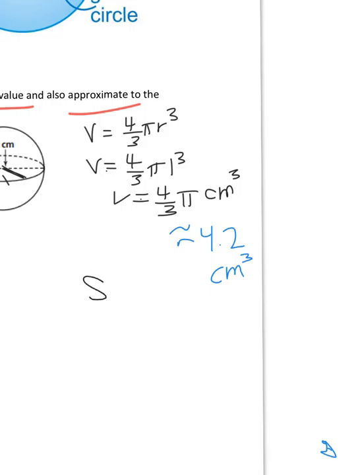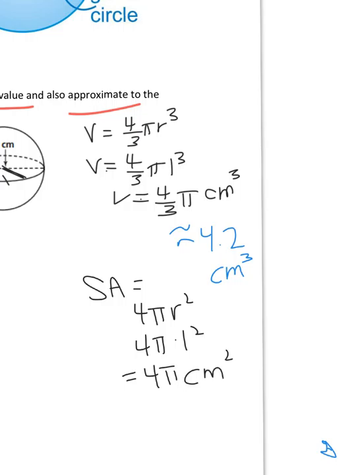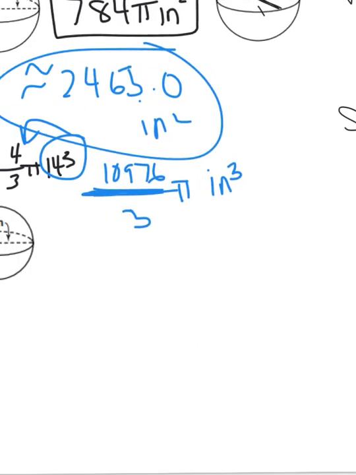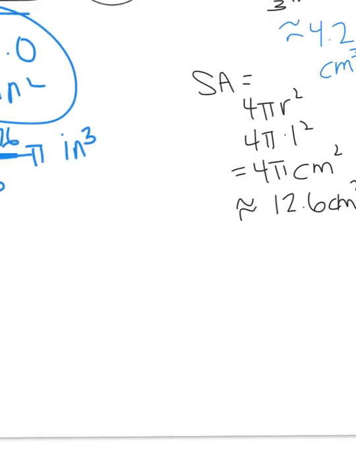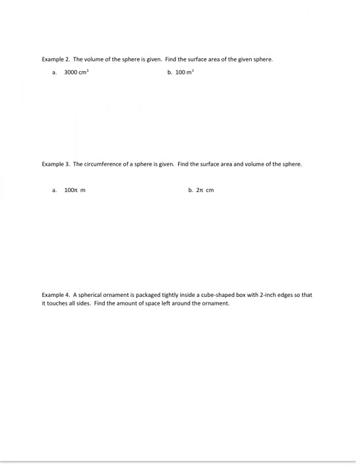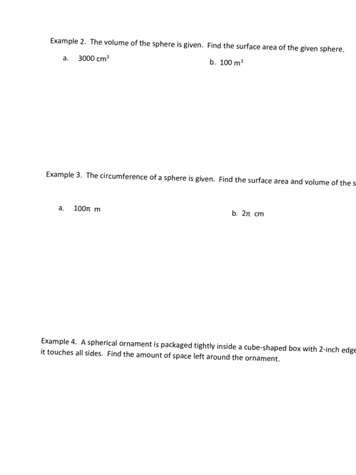So for the surface area, I do surface area equals 4 pi r squared. 4 pi times 1 squared equals 4 pi centimeters squared. That's exact. And so then that's approximately equal to 12.6 centimeters squared. Okay, similar thing with this one, so I'm not going to do that one. And this is a different type of problem.